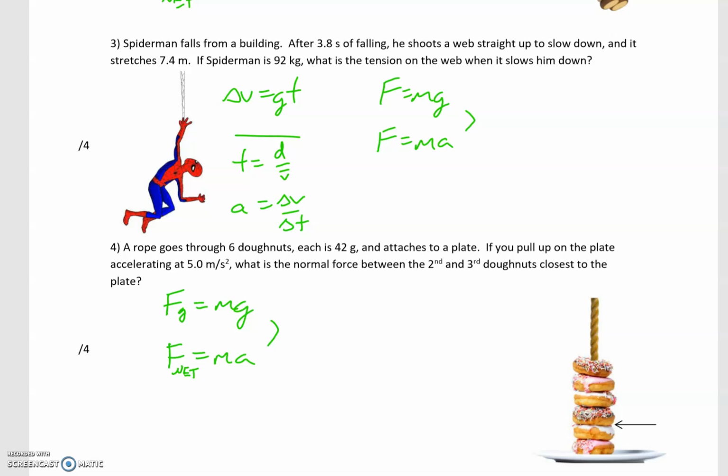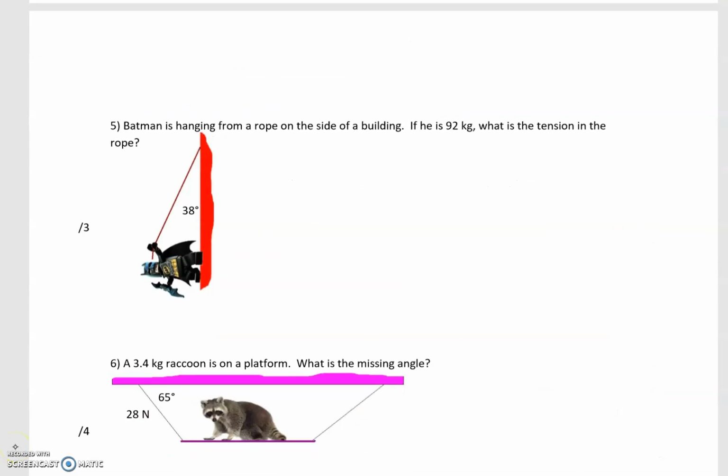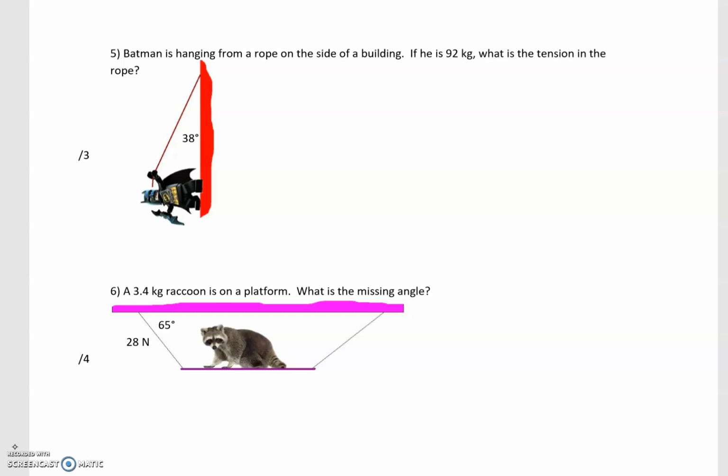All right, so next we go on to where there are some tension questions with hanging stuff. So the first one here, we've got Batman hanging from a rope inside of a building. He's 92. What's the tension on the rope?